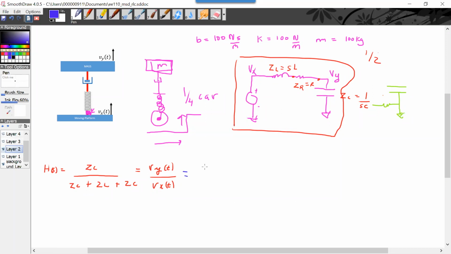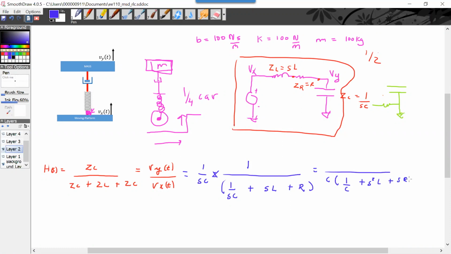So ZC is 1 over SC, divided by 1 over SC plus SL plus R. If I multiply through by S, I get 1 over C plus S squared L plus SR.